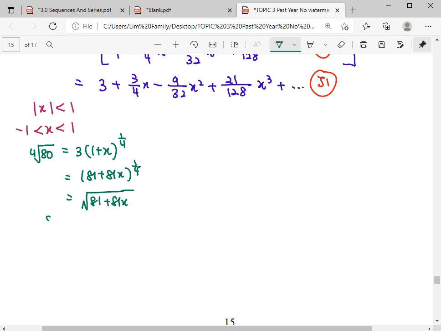So we can compare inside. This value of 80 equals 81 plus 81x. So when I subtract, it will become negative 1 equals 81x. So our x value will be negative 1 over 81. So we can notice that this value is valid. Yes, this value is between negative 1 and 1. So this value can be used in our expansion later on.